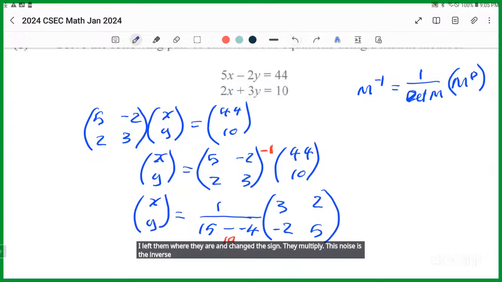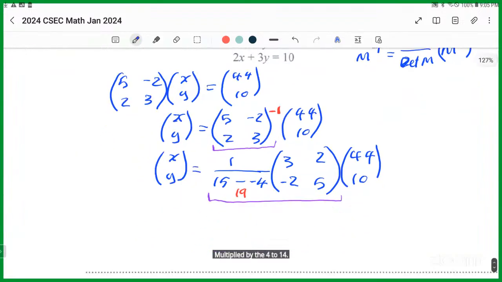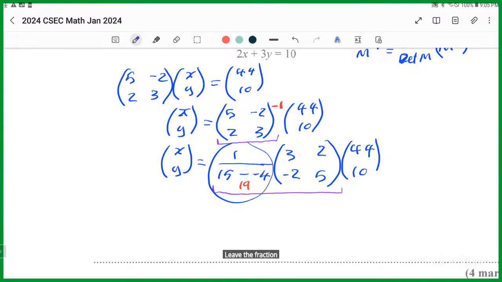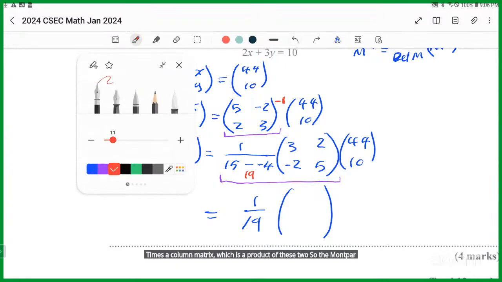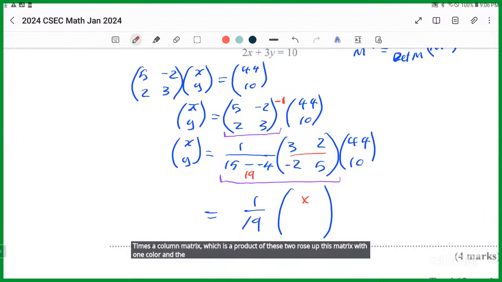This now is just the inverse here. This matrix, the inverse, is all of this that we just worked out. Multiplying that by the 44, 10. Then what we're going to do is multiply these two and leave the fraction, the 1 over 19, out here for last. It's going to be 1 over 19 times a column matrix, which is the product of these two. To multiply those two, multiply the rows of this matrix with the one column, and the result is going to give us 2 values.